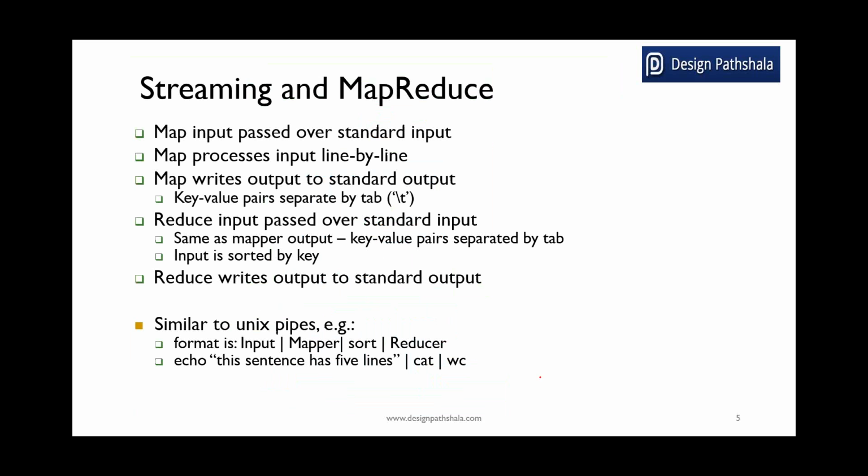So as I was saying, by default, these key and value pairs are separated by tab. And the reducer input is the same as your mapper output. The reducer writes your output to standard output. And this is what I said right now. So how you can test this is pretty simple.